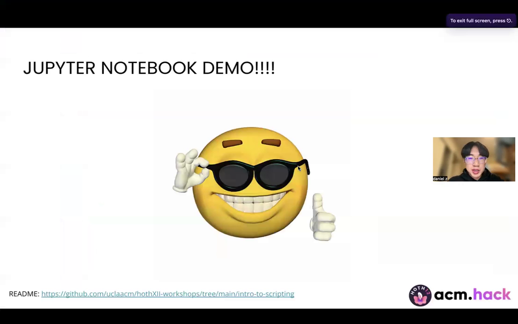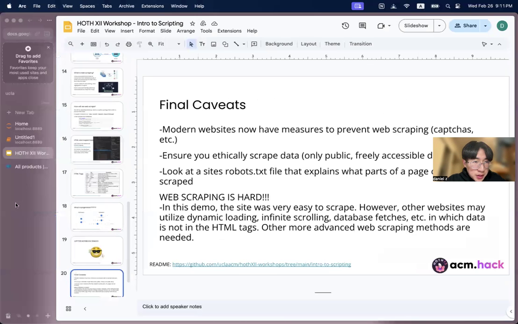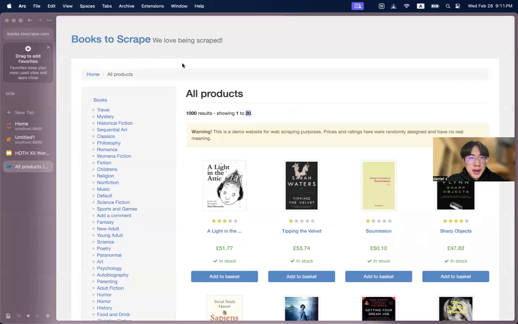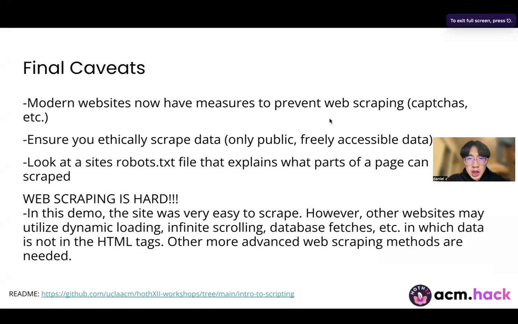All right, so next thing I want to go into are some final caveats. My current demo was a very, very simple example. This website, if you didn't tell, is called Books to Scrape. It's basically built to be scraped, so it's very easy to scrape. But nowadays, a lot of modern websites have measures to prevent web scraping. If you've ever seen web captchas, like "Prove you're not a robot," those can prevent the requests.get, so it prevents us from grabbing the HTML data.